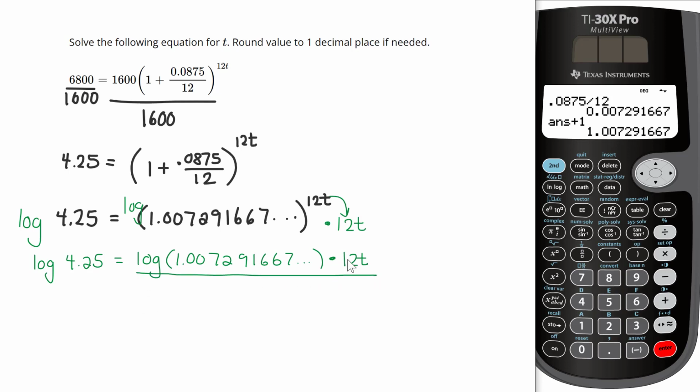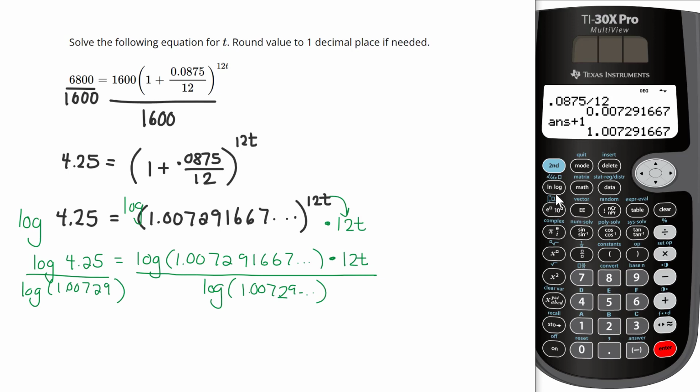Now that I've changed this to a multiplication problem, I can undo the multiplication by dividing. So we're going to isolate t by dividing both sides by this ugly logarithm, the log of 1.00729, etc. To do this in your calculator, it is important to keep this expression exact so we don't have to re-enter it in. So we're going to end up using our answer button. So you do want to use that recall button, often called answer, on your calculator.